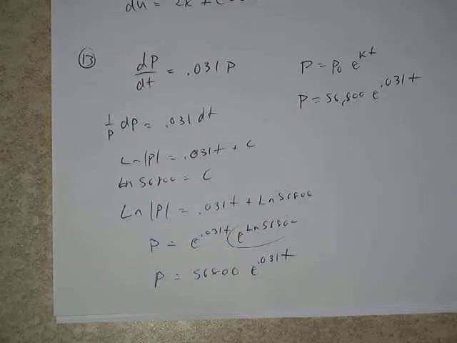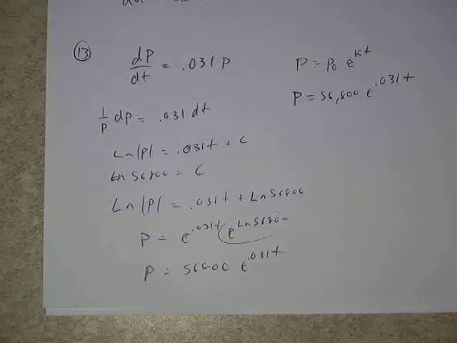So I'd have ln of absolute value of p over here, and I'd have 0.031t plus c here. My initial condition is 56.8, so ln of 56.8 equals c. I'd have ln p equals 0.031t plus ln of 56.8. If I compose both sides with e, I get e to the 0.031t, and then e to the ln 56.8, and that part right there is just your 56.8. So what do we wind up with if we did it the long way? Exactly the same.